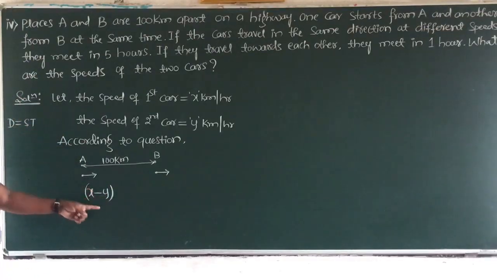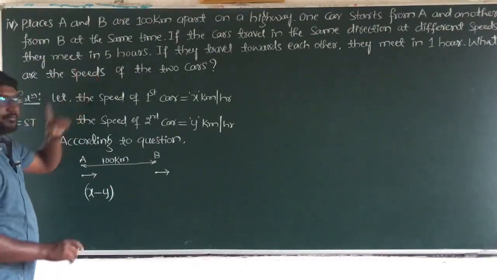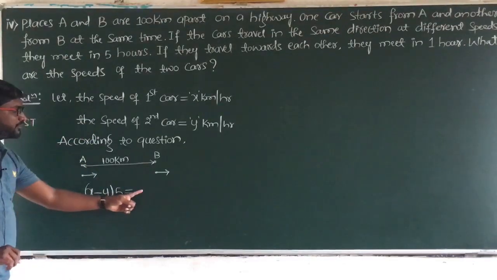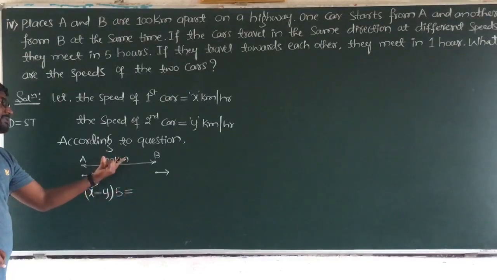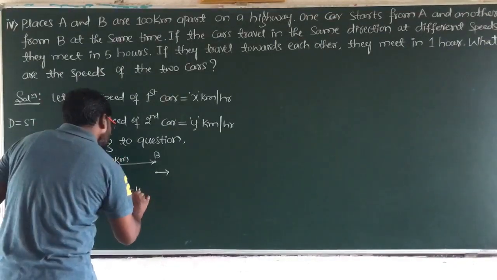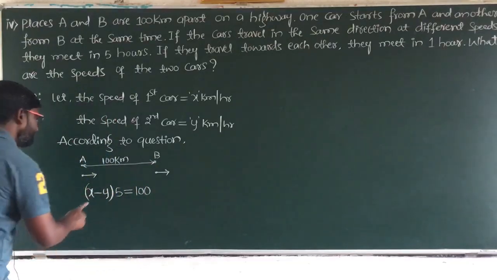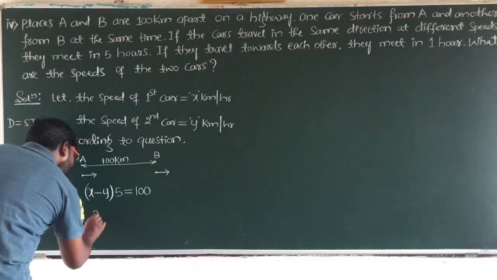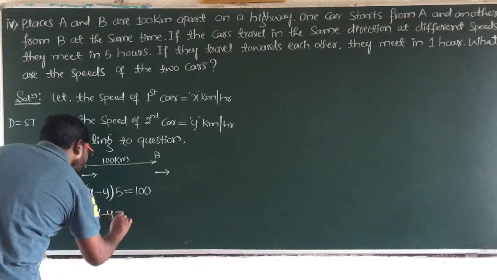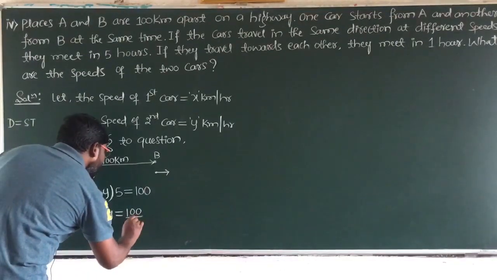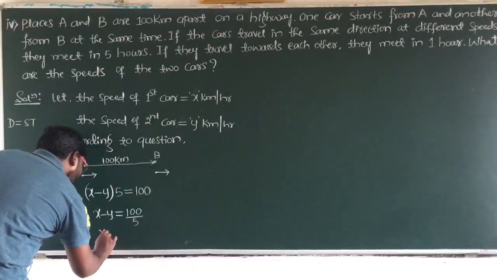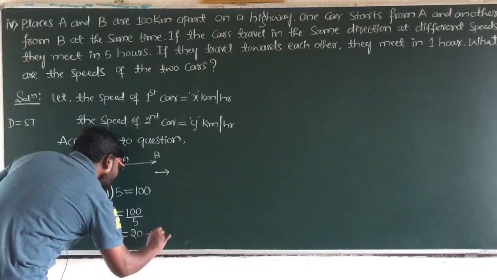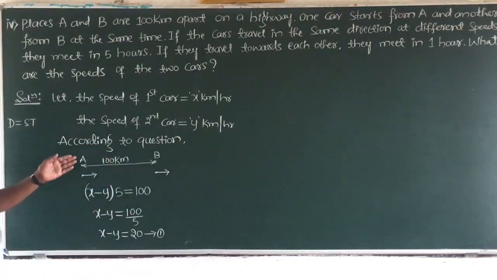Speed into time. What is the time here? They meet in 5 hours, so speed into time equals distance. What is the distance? It is 100 kilometers. Now take 5 to the RHS, it goes to the denominator. x minus y equals 100 divided by 5, so x minus y equals 20. I call this equation number 1. So this is our case 1.